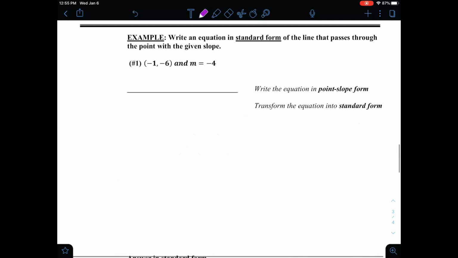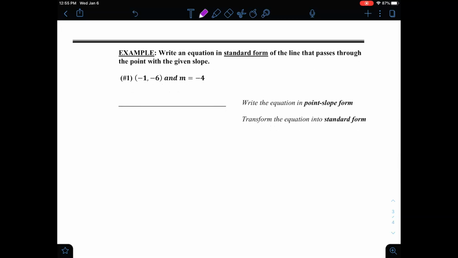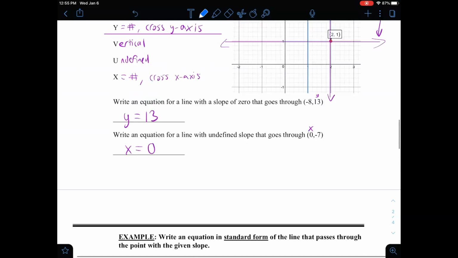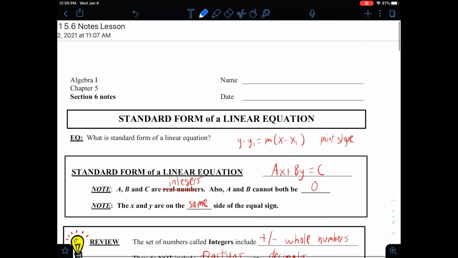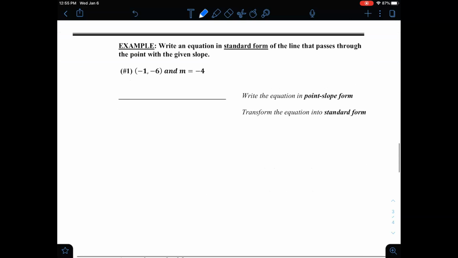All right, sounds good. All right, moving on. We got, looks like 2 left here. It says write an equation in standard form of the line that passes through the point with a given slope. Well, you know what? It says to use point slope form. Did I use the point slope form up here? I don't think I did. So I'm going to do it in point slope form, and I'm also going to do it with slope intercept form here, okay?